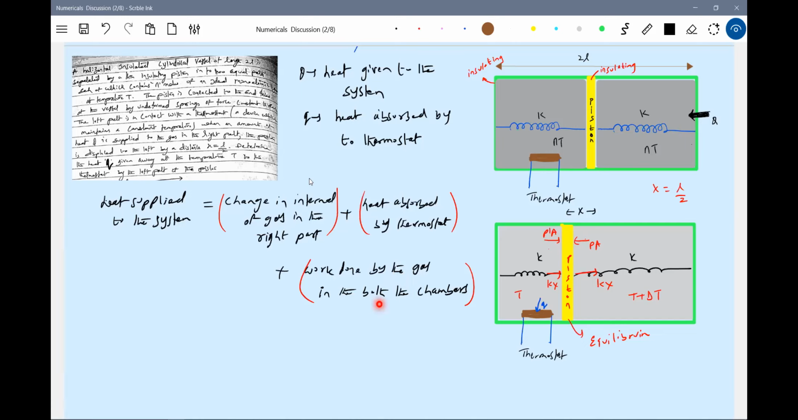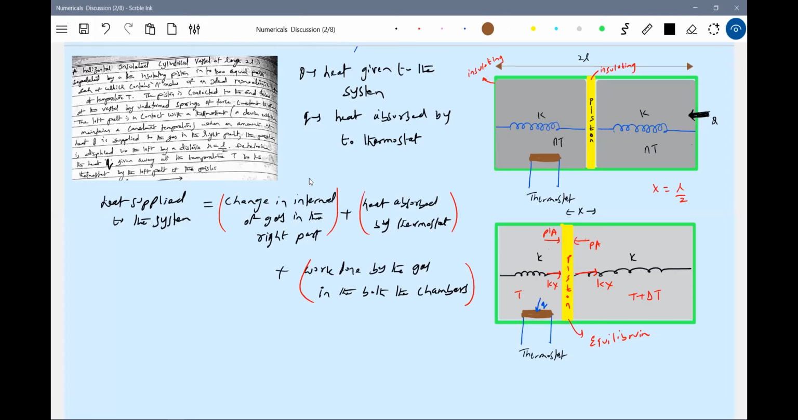And now, some information: what are the things we have assumed? What is this delta T? We have brought it in, and we have to work that out. Then afterwards, the work done by the gas in both the chambers. How do we bring in the work done? Okay, at equilibrium, we'll see how to bring that in.